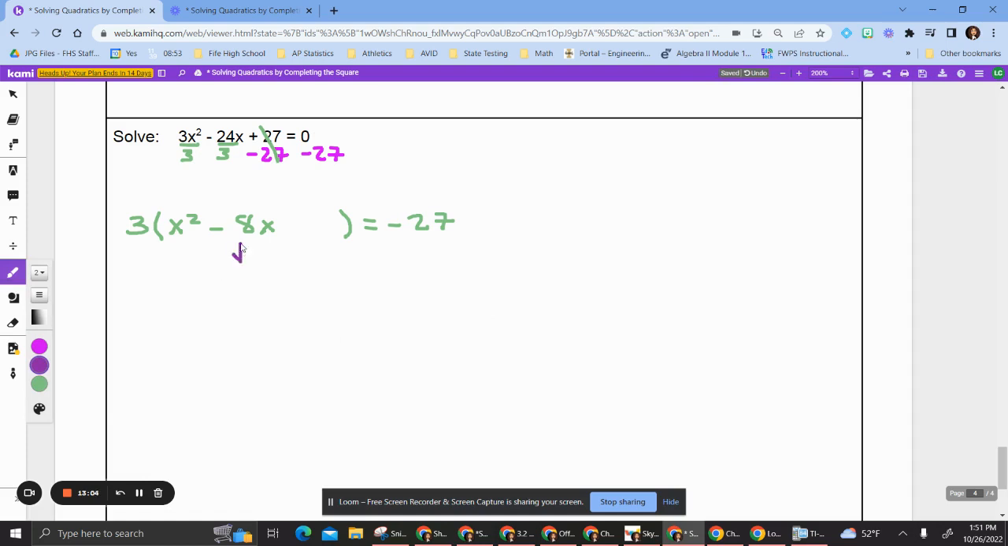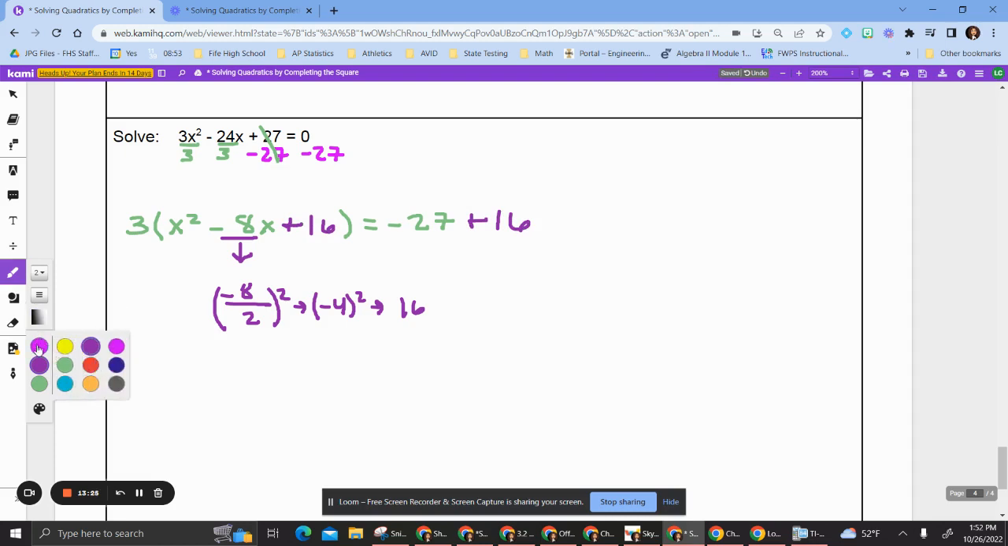I'm going to take this negative 8. So don't forget it's negative 8. So negative 8 divided by 2 and squared. That's going to give me negative 4 squared, which is 16. I'm going to add 16 in here. I'm going to add 16 over here on the right-hand side. But again, remember, I'm multiplying this 3 to this 16, so I need to multiply this 16 by a 3 as well.